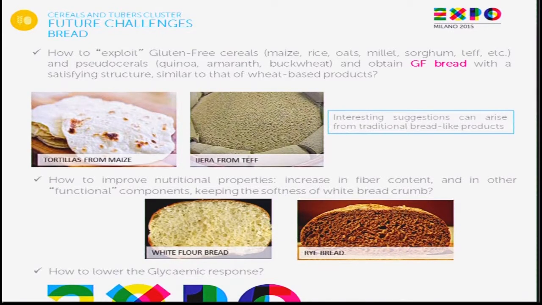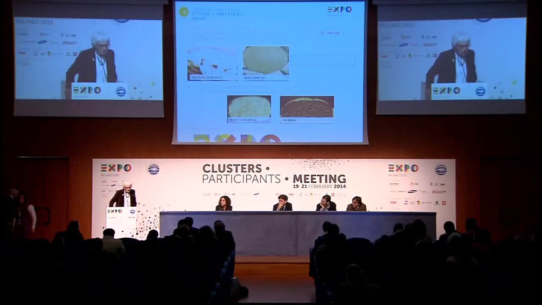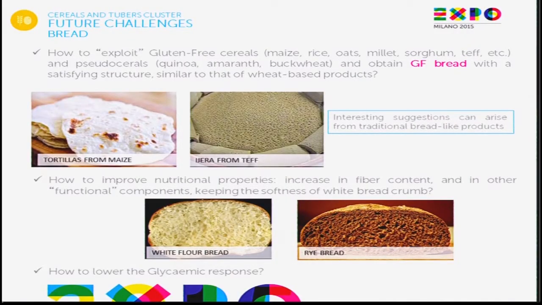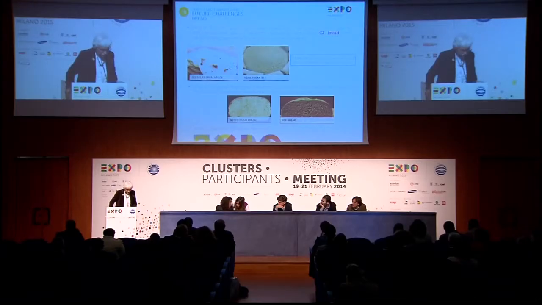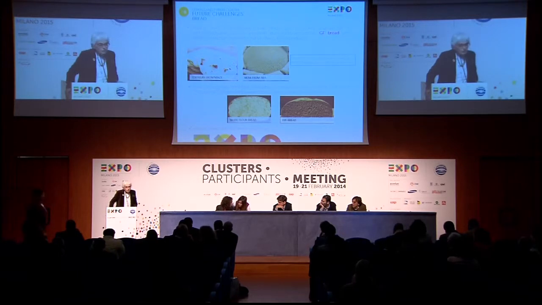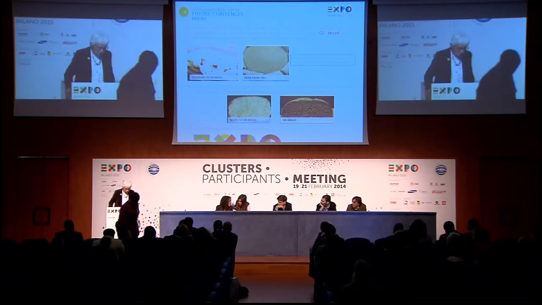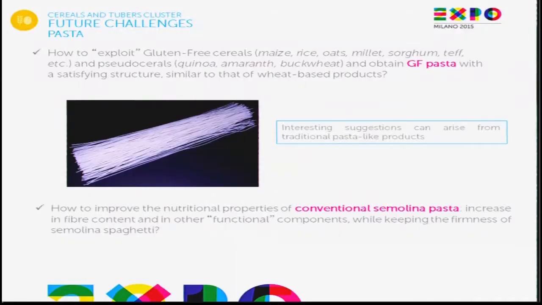And our challenges are represented by the necessity to increase the fiber amount or decrease the glycemic index while maintaining the sensory properties of white bread. An interesting suggestion, in my opinion, can arise from studying the technological process and the recipes of traditional bread-like products obtained from local and less important cereals. And the same philosophy can be adopted in the case of pasta.